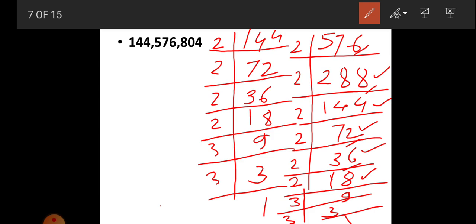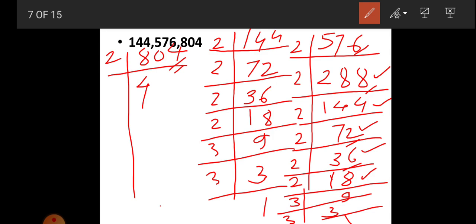Now factors of 804. Now 2, here again the last digit is 4, so 804 is divided by 2. 2 fours are 8, 0, 2 twos are 4, again 2 twos are 4, 0, 2 ones are 2.